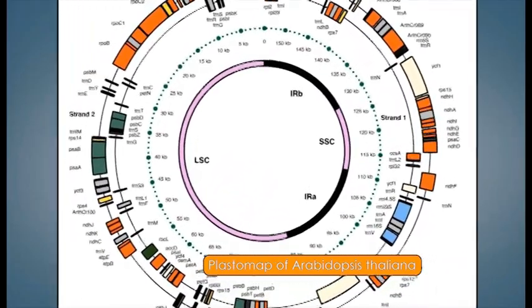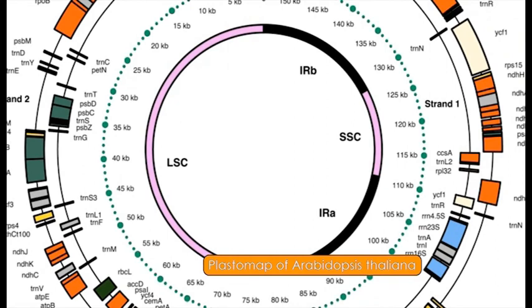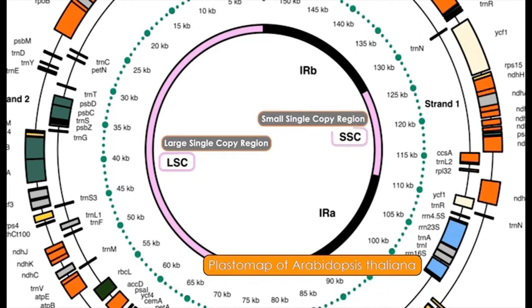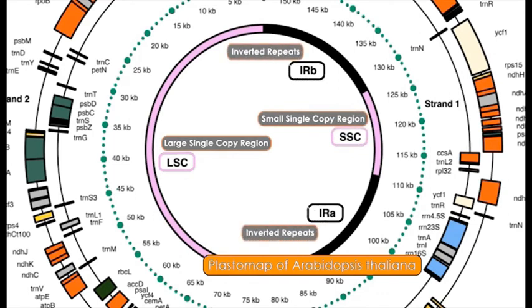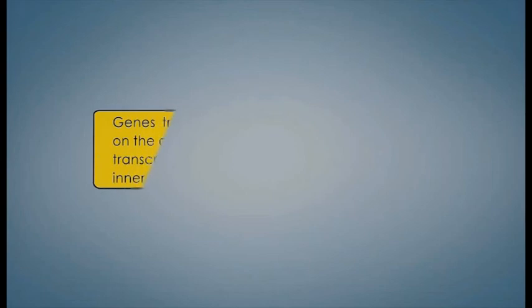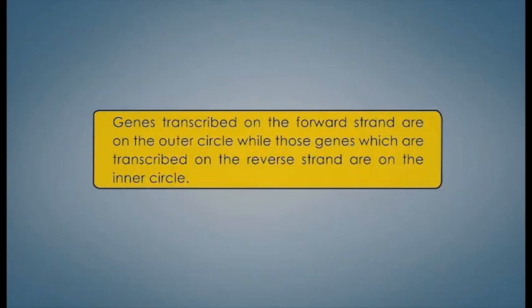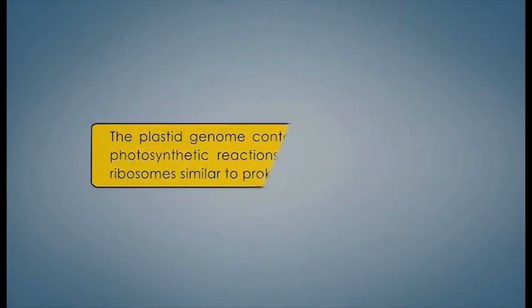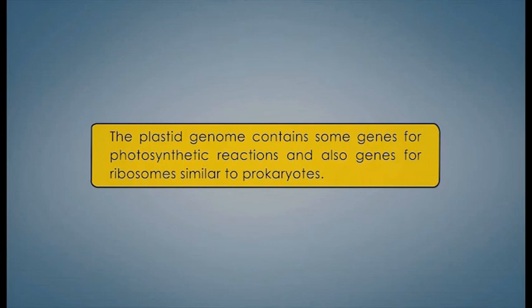The plastid genome of higher plants contains three main regions, that is, a large single copy region, a small single copy region, and inverted repeats. Genes transcribed on the forward strand are on the outer circle, while those genes which are transcribed on the reverse strand are on the inner circle. The plastid genome contains some genes for photosynthetic reactions and also genes for ribosomes similar to prokaryotes.